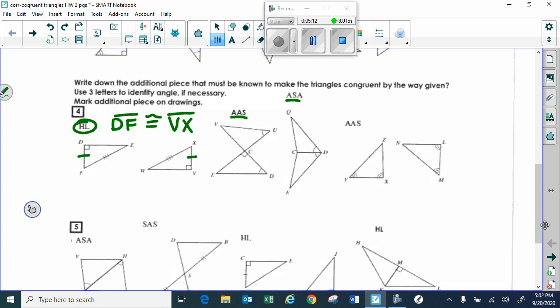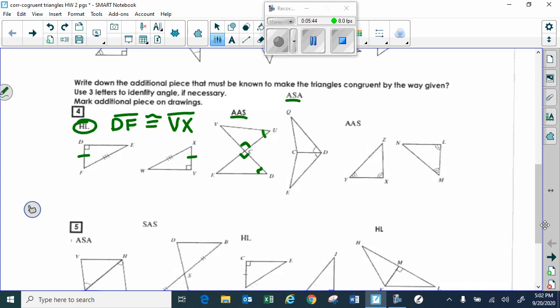So for all of these, if you only see one piece given, let's just take the AAS one right here. Okay, notice in the bottom triangle, I have an A and an A. In the top triangle, I only have one A right there. But don't forget, I have vertical angles right there. I get that free vertical angle with him. That doesn't count as a needed piece. So now I have the A in both of them. Now I need it to be an S.